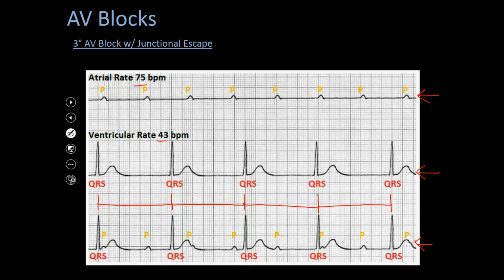So this is a really important characteristic because people get second-degree AV block type 1 and third-degree AV block with a junctional escape rhythm mixed up frequently. But the defining characteristic is the regularity of those R to R intervals, because that tells you that there are two things beating completely independently of one another.